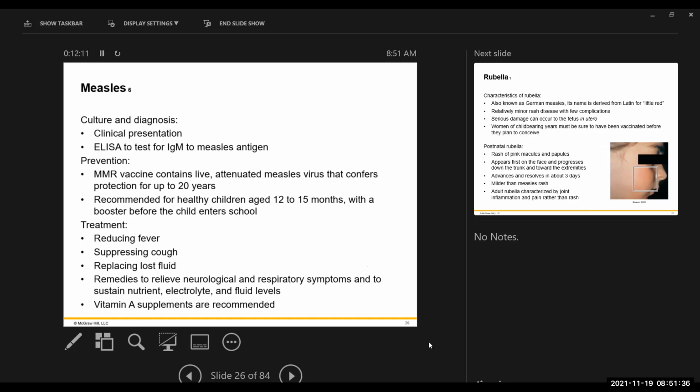Measles diagnosis is usually clinical. There are good serological tests. You look for IgM against the measles virus. Treatment is usually supportive. There are no antivirals to treat measles. Any questions about measles?